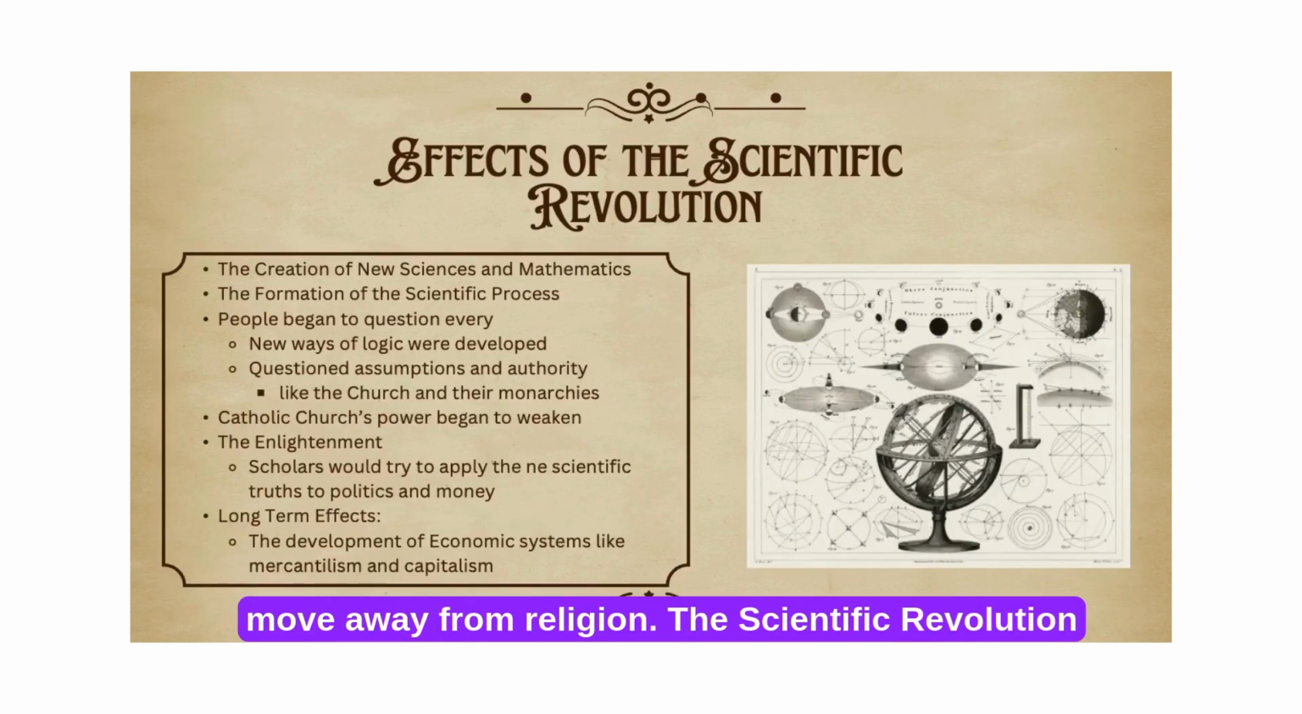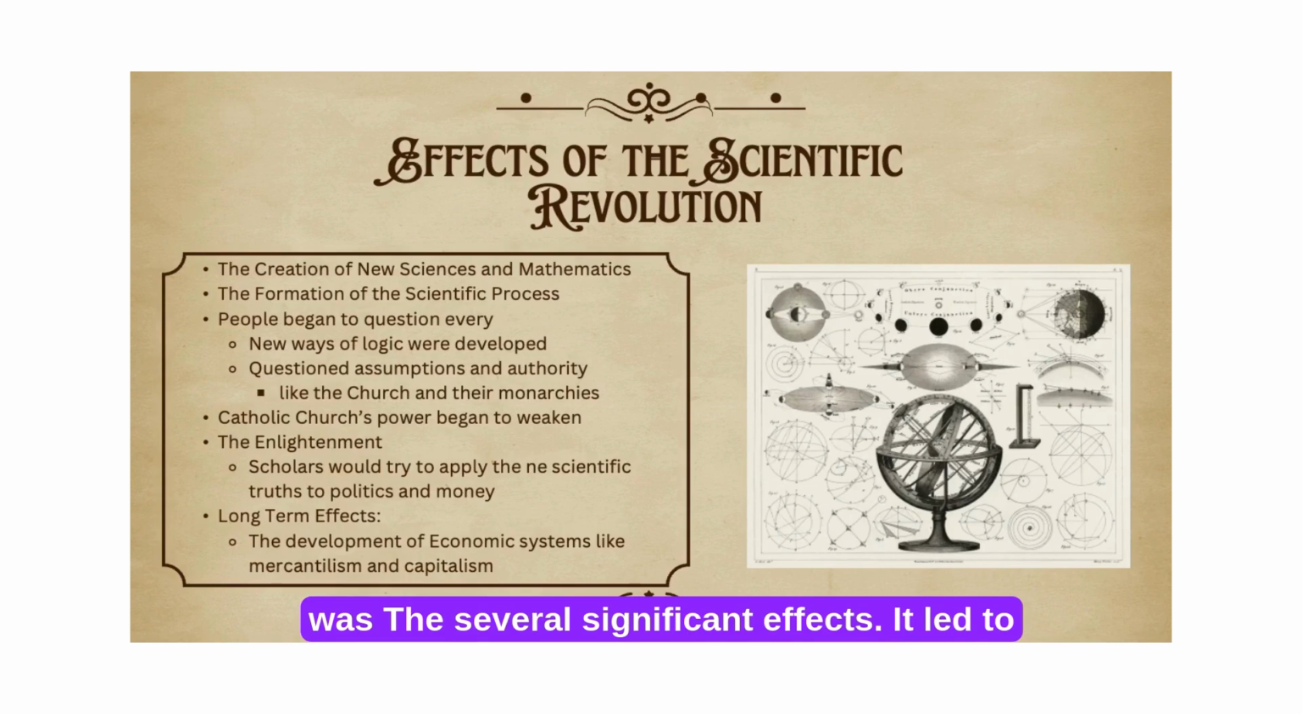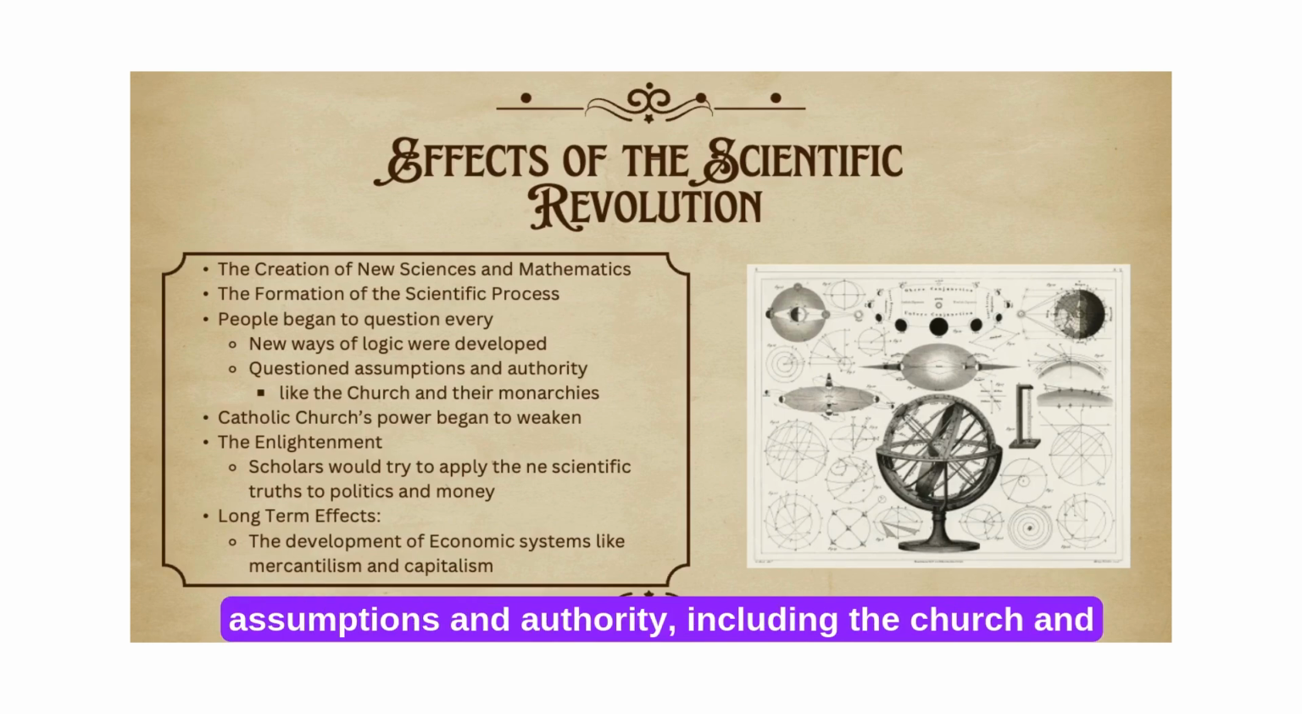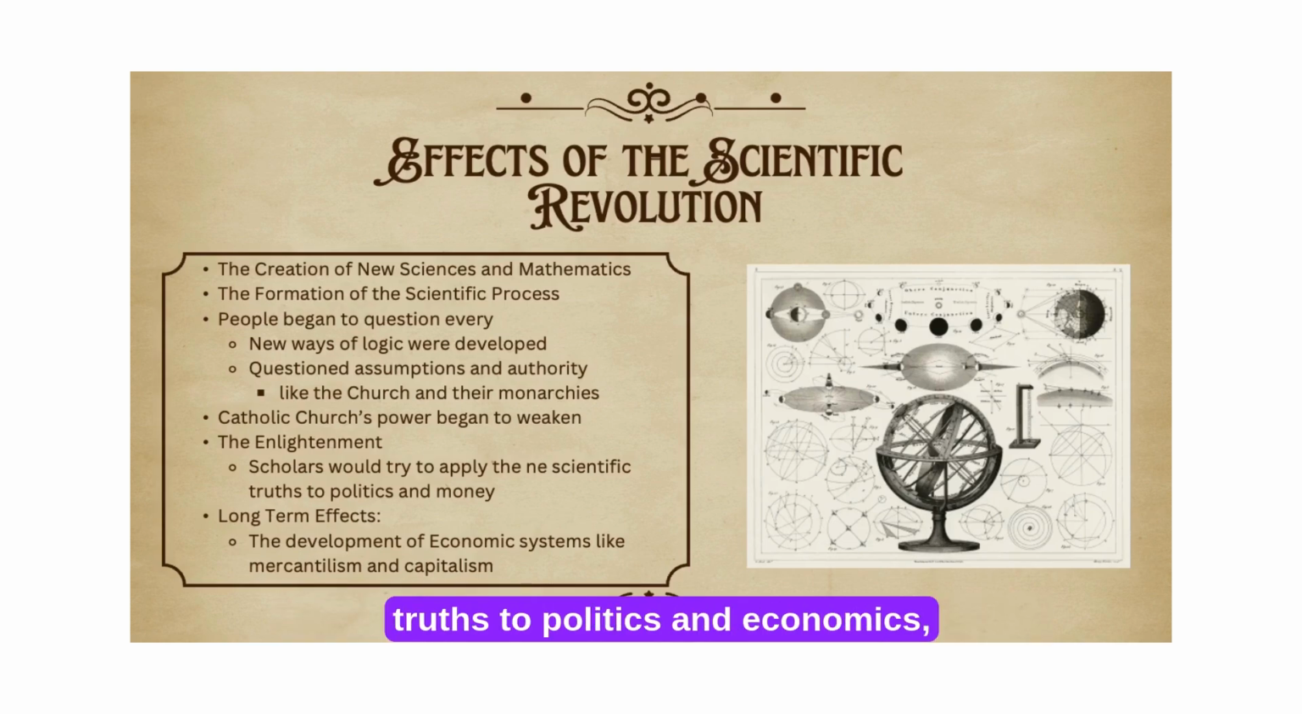The Scientific Revolution had several significant effects. It led to the creation of new sciences and mathematics, the formation of the scientific process, and new ways of logical thinking. People began to question assumptions and authority, including the church and monarchies. The Catholic Church's power weakened, and scholars applied new scientific truths to politics and economics, leading to the development of systems like mercantilism and capitalism.